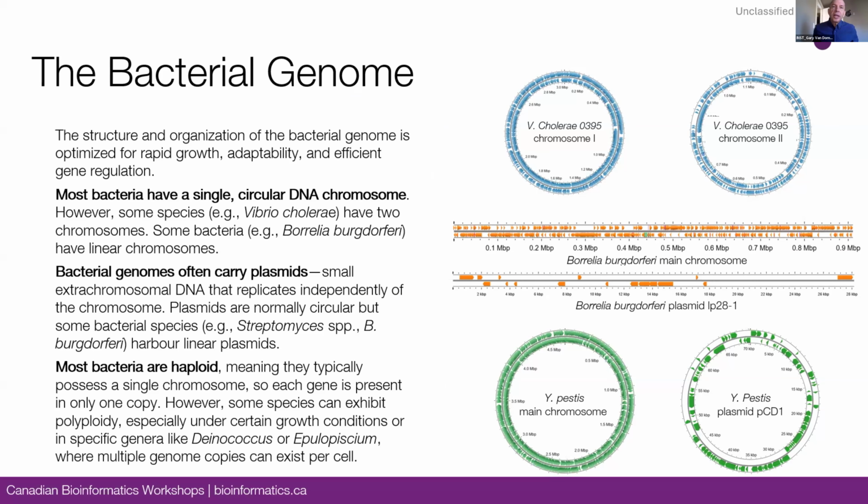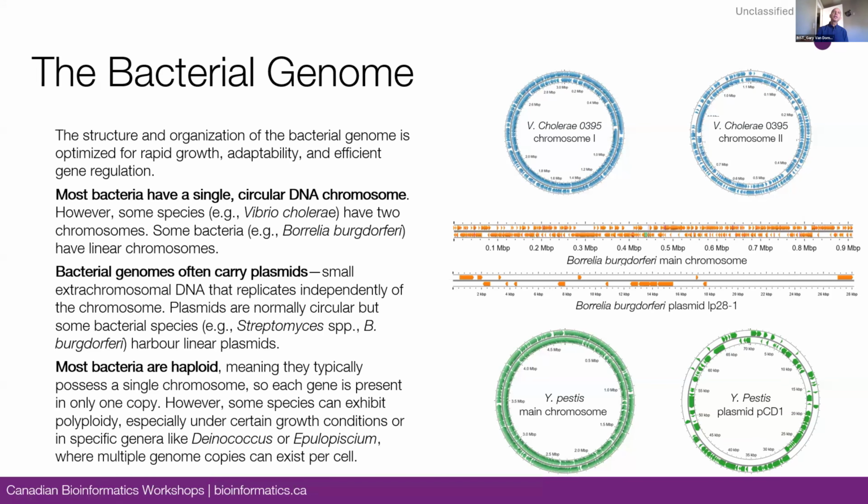Okay, let's take a look at some of the characteristics of the bacterial genome. The bacterial genome is highly compact and efficient, and is optimized for bacterial lifestyles: for rapid growth, adaptability, and efficient gene regulation. Most bacteria have a single circular DNA chromosome, as shown here at the bottom for Yersinia pestis, one single chromosome. But some have additional chromosomes, like Vibrio cholerae here, which has two chromosomes.